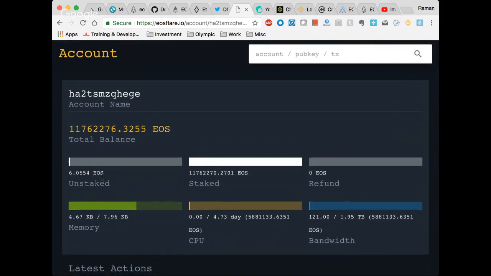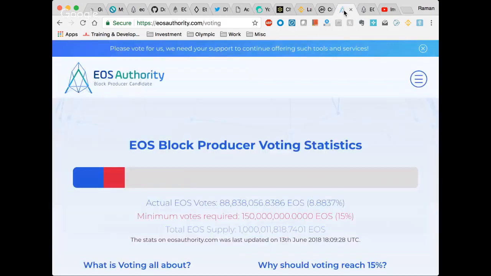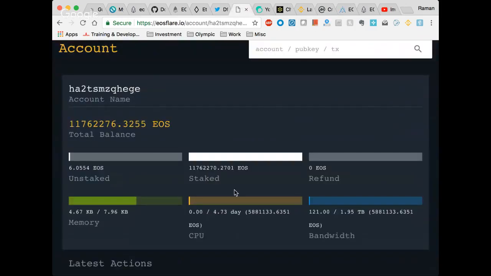So when you ask when my tokens are going to be available, they will be available when this mainnet is launched, when the voting is completed. Again, the voting is still at 8.8%. We have to reach 15%. And when this happens, after that, you can unstake these. So right now they are staked. You can unstake these tokens, and after the unstake process completes, then you can actually make transactions. You can send them out, and that is how it is going to work out.